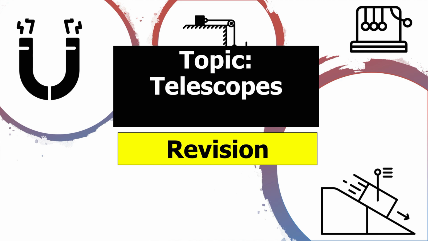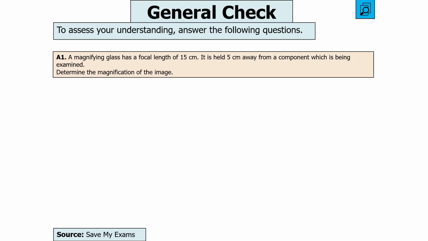So let's now start our revision on telescopes. So the first question says a magnifying glass has a focal length of 15 centimeters. It is held 5 centimeters away from a component which is being examined. Determine the magnification of the images. So pause the video now, then unpause the video when you want to go through your answer.